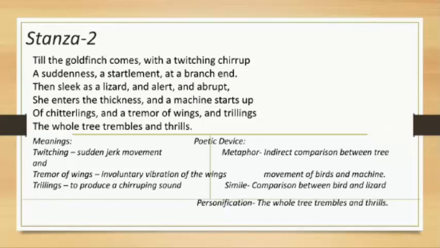Now what is personification? Giving human qualities to something which is not human. Here, the last line: the whole tree trembles and thrills. Now, trembling and thrill are human qualities, but here the poet is using these qualities for the tree. So that is what personification is.